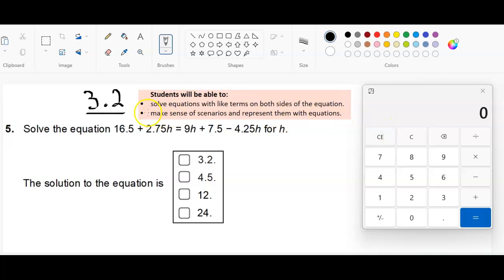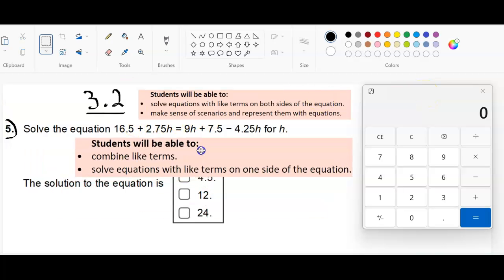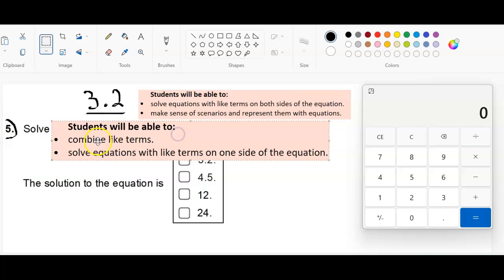I'm going to go over and review number five, number five on the 3.2 quiz. Did you notice that from 3.1 you learned how to combine like terms and then solve the equation with like terms on one side of the equation?